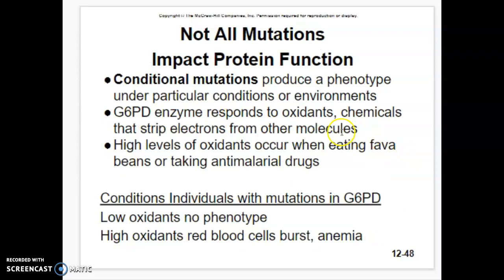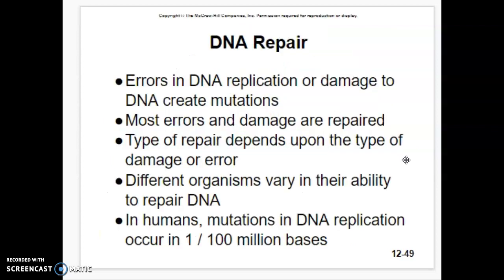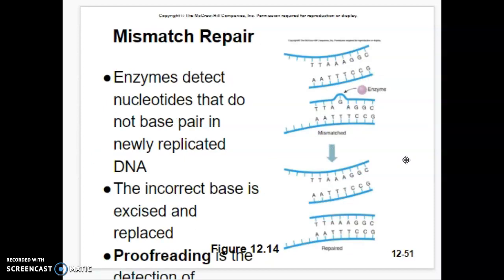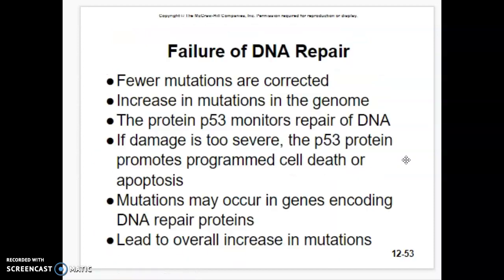Some of them are conditional on things happening. You won't see the mutation unless this condition comes up. We do have some repair mechanisms. I won't go into much detail on that. DNA polymerase is a big repair mechanism system, but there are other ones. You can look at these notes if you want to learn more. Excision repair, mismatch repair.